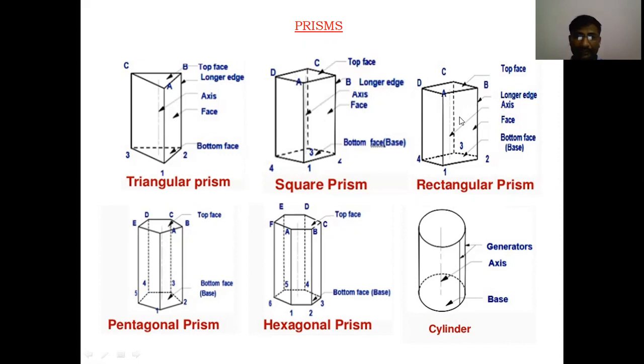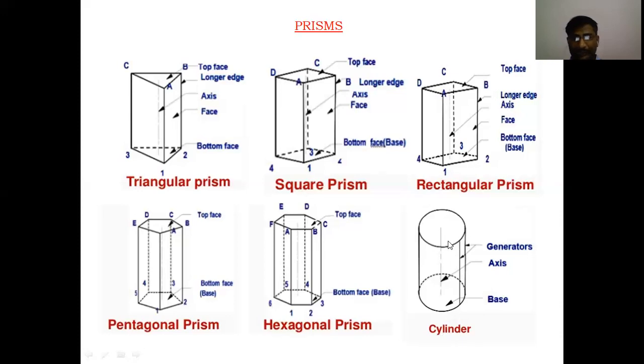This is a rectangular prism having two rectangular bases. These prisms are named based on their base shape. This is the rectangular base, that's why we are calling this a rectangular prism. Pentagonal prism has two pentagonal bases, with the corners connected by straight edges. Hexagonal prism has two hexagonal bases, whose corners are connected with straight edges.